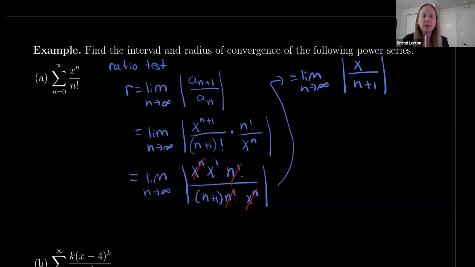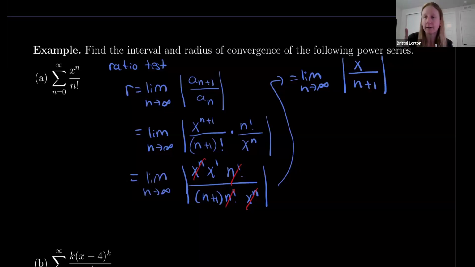Now, the ratio test had 3 bullet points. The first one was if the limit is less than 1, the series converges. If the limit is bigger than 1, the series diverges. If the limit was equal to 1, this test is inconclusive. So in this particular case, I really want to know when this is less than 1. That was the goal.